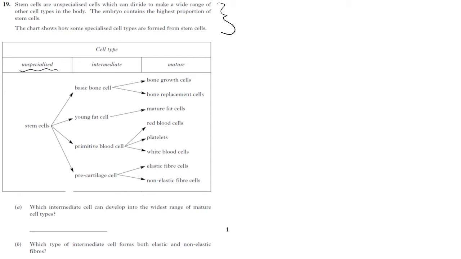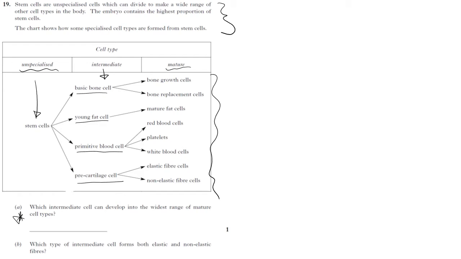So look here, I've got unspecialised cells. That's my stem cell. I've got these intermediate cells, that's this basic bone, young fat cell, primitive blood cell, pre-cartilage cell. And then we've got this mature, and here's my list of mature cells underneath. The first question it's asking us is which intermediate cell type can develop into the widest range?